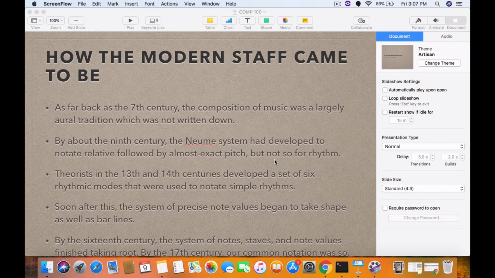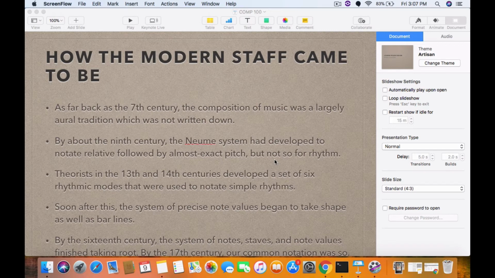By about the 9th century, the neume system that we talked about had developed to notate relative, followed by almost exact pitch, but not so for rhythm. Like we said in the last slide, there was the notation where you'd have these little dots of varying lengths that would give a glimpse into how long the note is held, but it wasn't an exact science. Also, you had these curved lines in the picture that I showed you, which were trying to say what the contour of the pitches was, but they didn't give the exact notes.